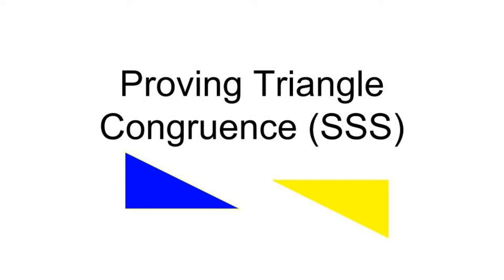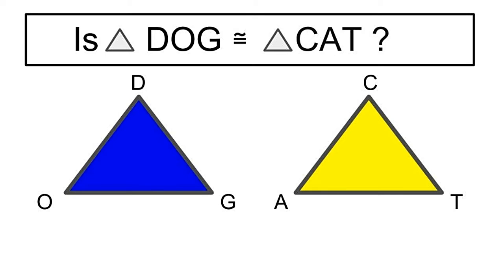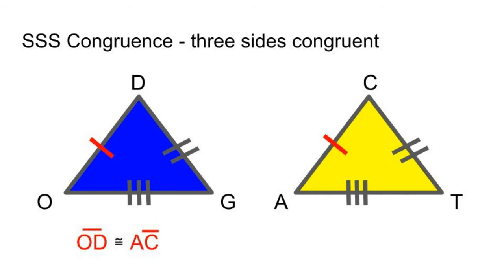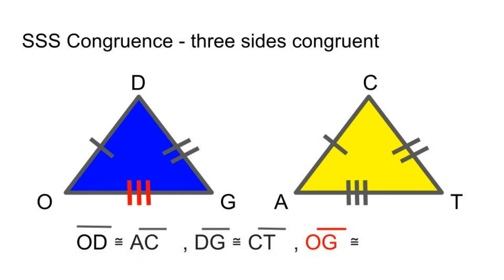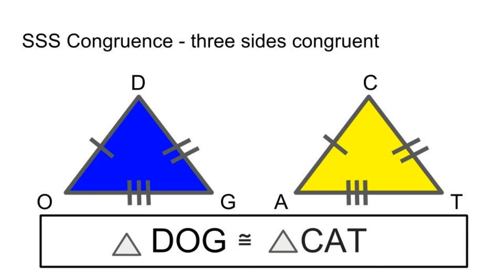Proving triangle congruence, SSS. Is triangle DOG congruent to triangle CAT? If we can show that the three corresponding sides are congruent, then they are congruent, meaning if segment OD is congruent to segment AC, segment DG is congruent to segment CT, and segment OG is congruent to segment AT, then the two triangles are congruent.